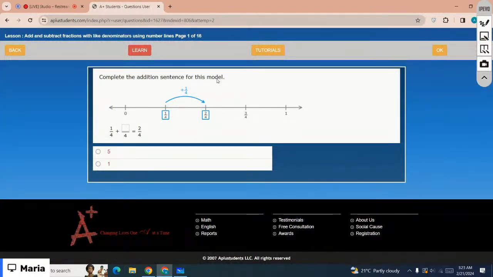Complete the addition sentence for this model. You have to start from here, 1 by 4. Then you added 1 by 4 and you end up here at 2 by 4. Got it? So just look at three things: this one and this one. So obviously the missing one is 1 by 4 plus 1 by 4 equals 2 by 4. So the missing one is 1. Got it?